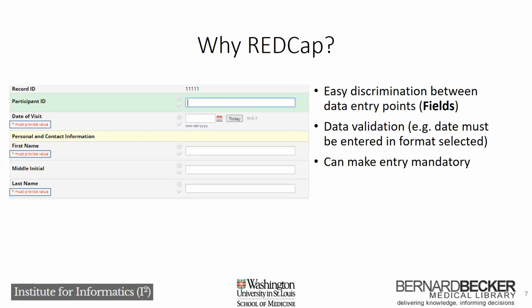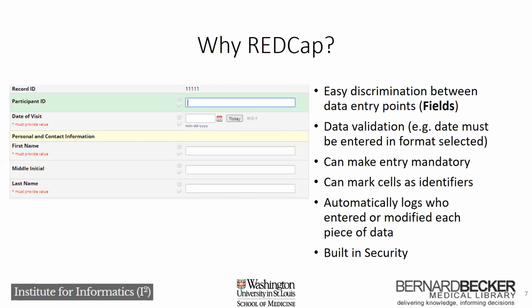So if you have some data points that you must collect and some that are not as important, and for some people you may not collect them, you can leave those as optional, but you can make fields mandatory. Some things you can't see here are you can mark cells as identifiers. So if you're collecting protected health information, you can mark fields as identifiers, and there's ways to protect that from going into the wrong hands.